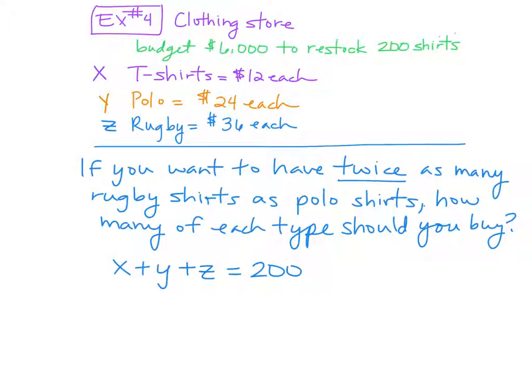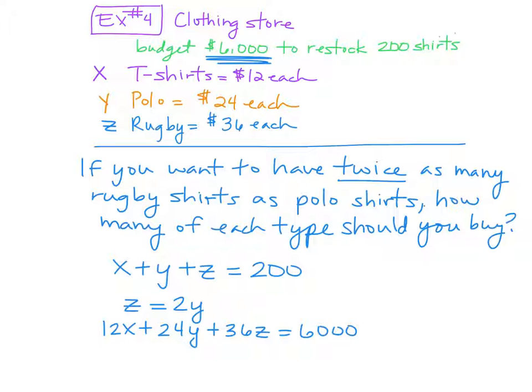We also know that we want twice as many rugby shirts as polo shirts. So our rugby has to equal 2 times the number of polos, right? So Z equals 2Y. And then we do the money side of it. What would the money side of it look like? 12x plus 24y plus 36z equals 6,000. Precisely. 6,000 was the budget you had at the beginning.